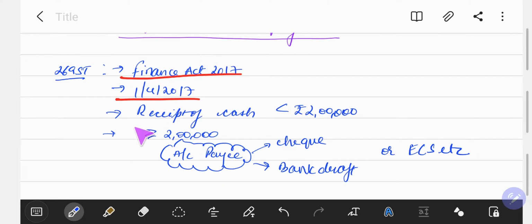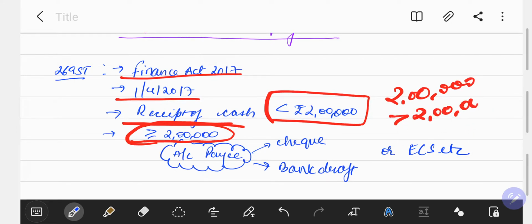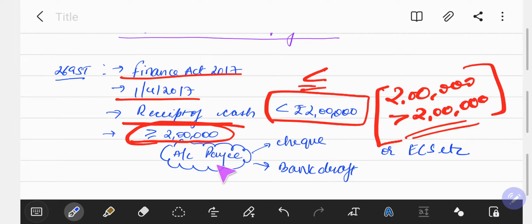This section prohibits receipt of cash of an amount equal to or more than 2 lakhs. So if you want to receive cash, you can receive less than 2 lakhs. You cannot receive 2 lakhs also. You cannot receive more than 2 lakhs also. So if you want to receive cash, the amount of cash should be less than 2 lakhs. If you want to receive 2 lakhs or above, we have to receive that amount only through account payee cheque or bank draft or ECS, etc. Other payment modes which were notified later on, we will discuss in the video when we go further.